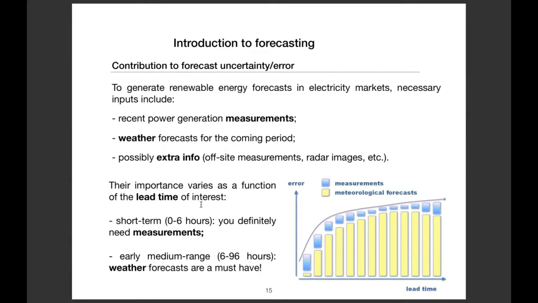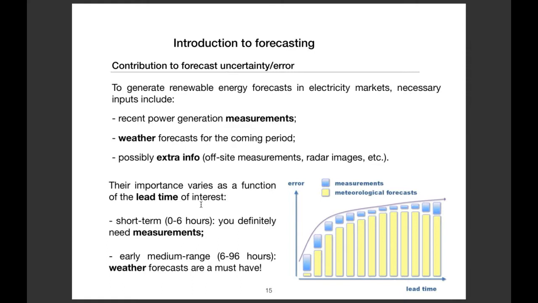Okay, great. And so in the short term, you definitely need measurements to help make the forecast. And if you are considering a more early medium range, like from 6 hours up to 1 day, weather forecasts are a must-have. You cannot avoid weather forecasts.